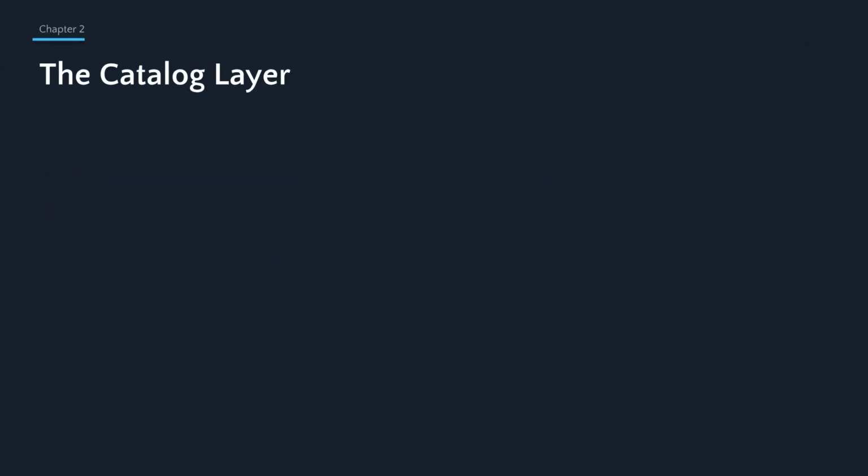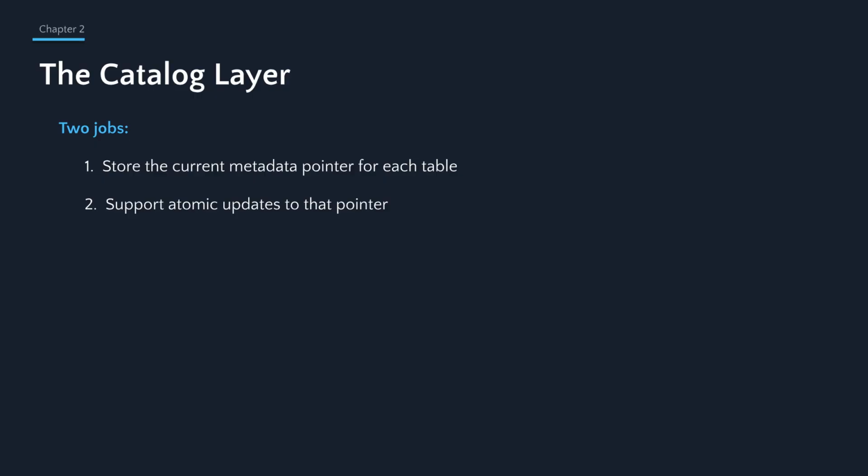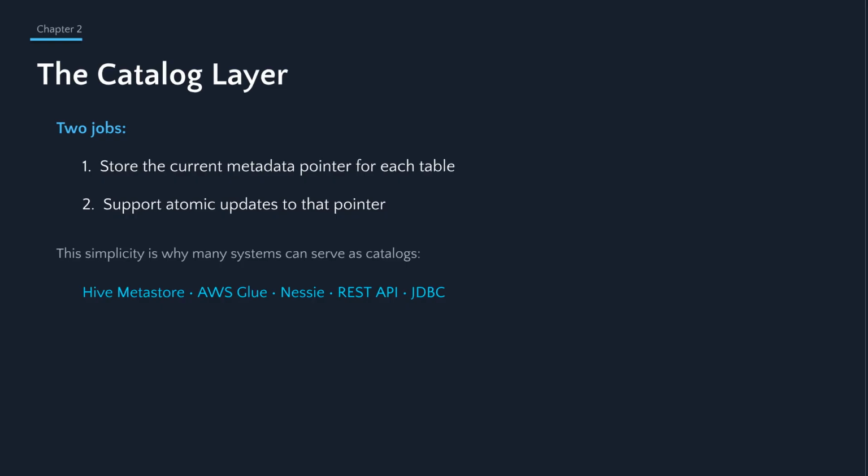Finally, at the very top, the catalog. Its job is simple but critical. Store a pointer to the current metadata file for each table and support atomic updates to that pointer. That's it. This simplicity is why so many different systems can serve as Iceberg catalogs, from Hive Metastore to AWS Glue to Nessie to any REST API.